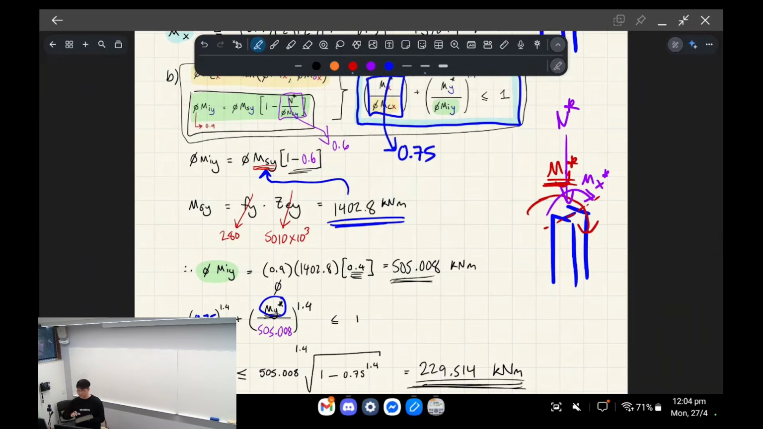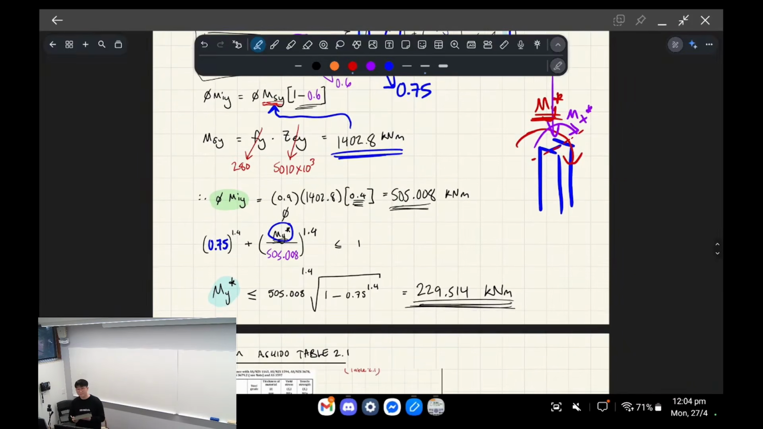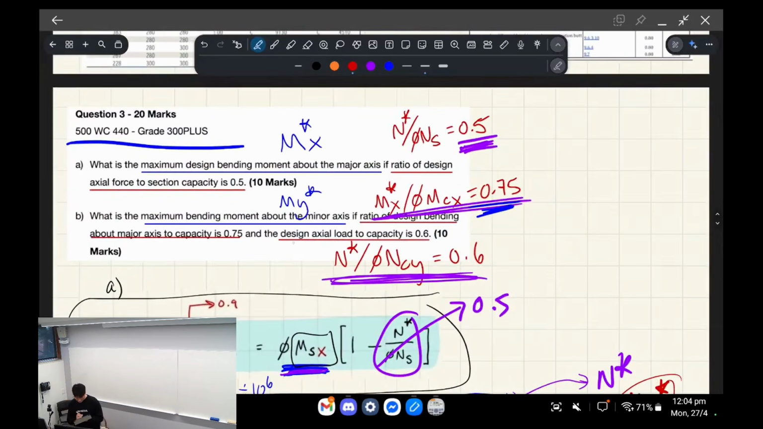Yeah, so that's basically all that. Andy? You know the axial load ratios the question gives, like 0.5 and 0.6? Wait, could you repeat that, sir? The axial load to the section capacity. Yeah, it was given, yep.